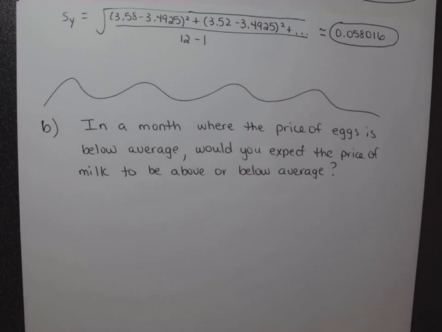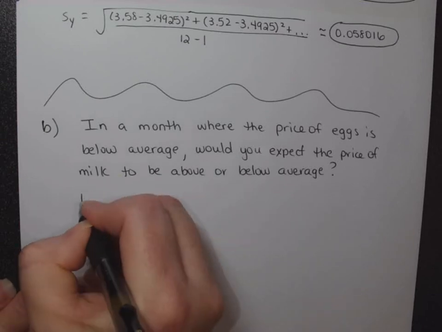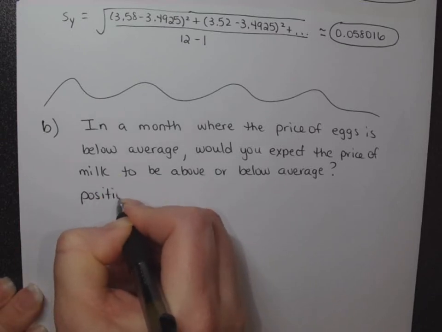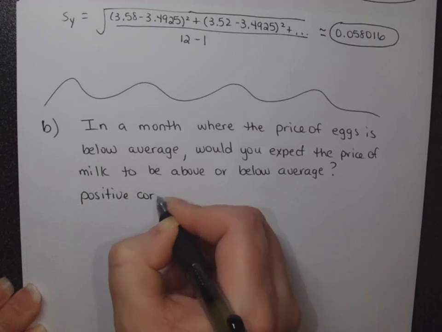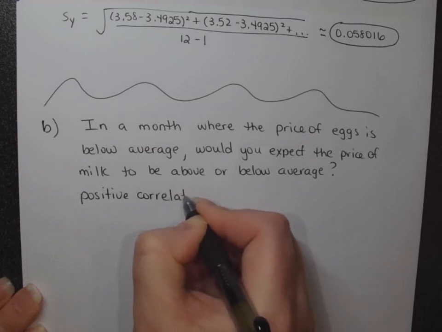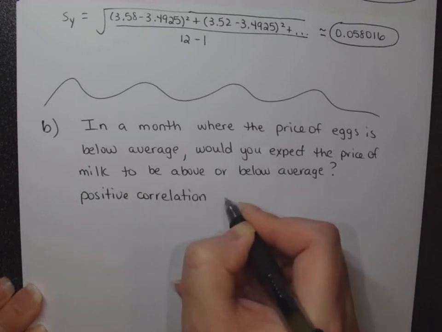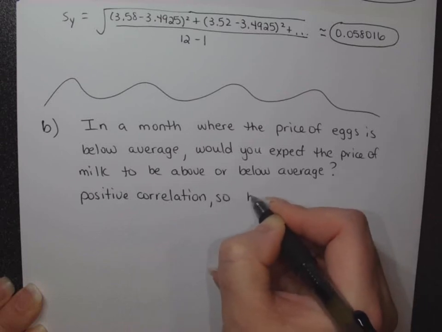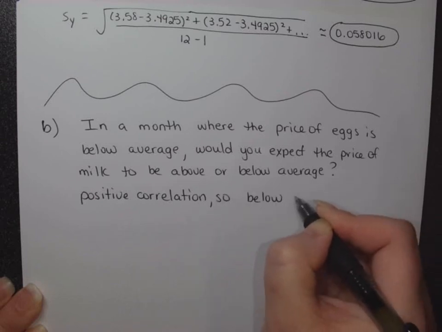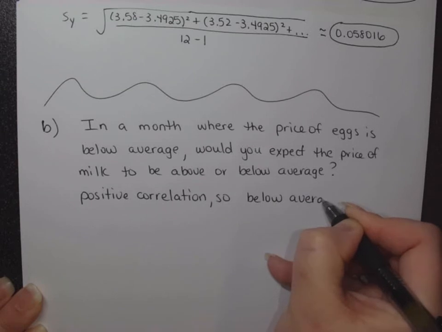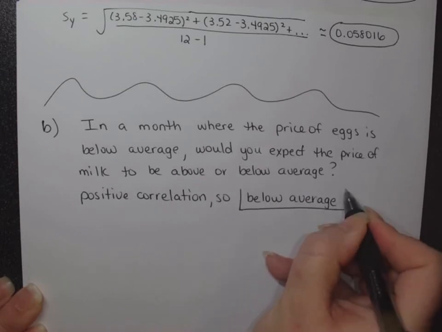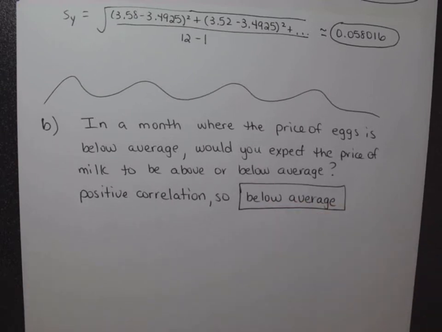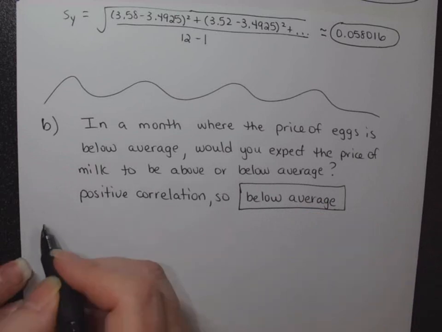Notice the correlation coefficient was positive, pretty strongly positive. 0.845 is what we have. Since we have a positive correlation, it means that they go together. In other words, as one goes up, the other one goes up, and as one goes down, the other one goes down. So if there's a below average month for eggs, then milk is probably also below average. Remember, positive correlation doesn't always mean they're both positive or both going up. It just means they're going in the same direction.